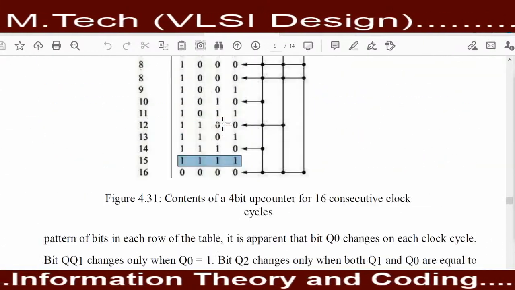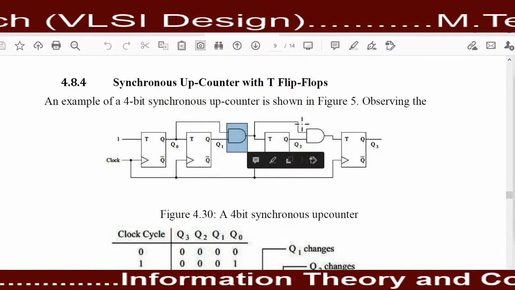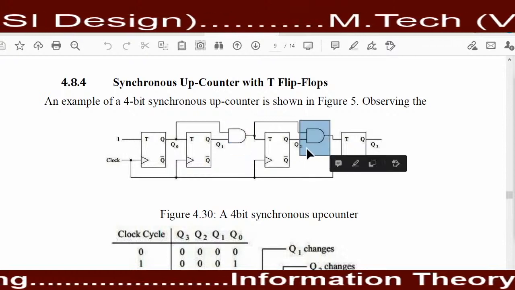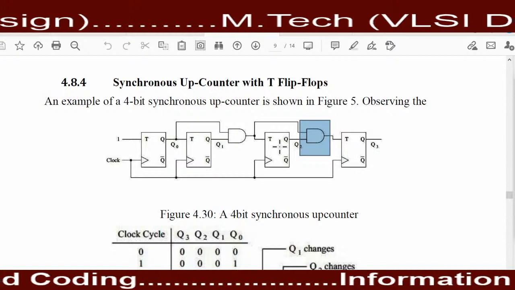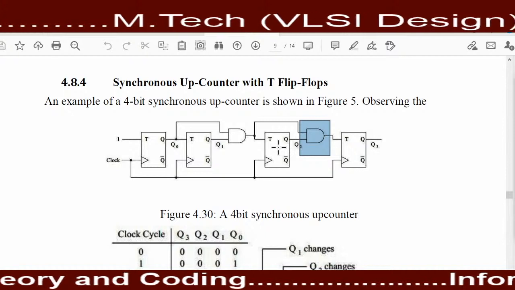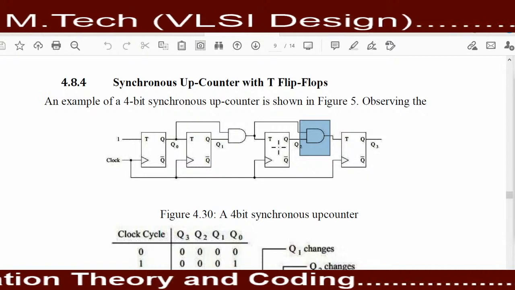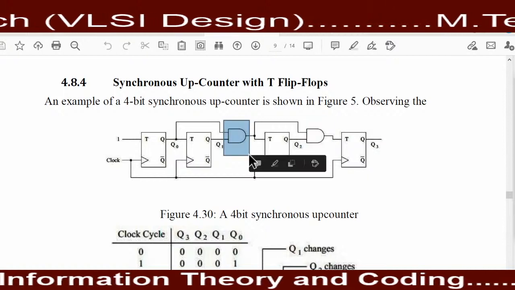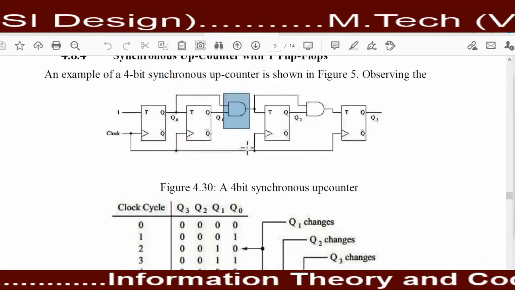Okay, if there is no gate connected with this type of flip-flop, then any counter counts 2 raised to the power n stages. It means that if 4 flip-flops are connected to form a counter, it counts a total of 2 raised to the power n minus 1, that means 15 clock pulses. So by using logic gates, we can minimize the counting sequence according to our requirement.